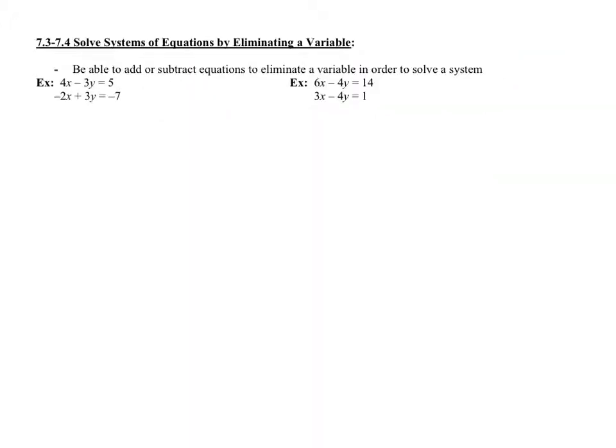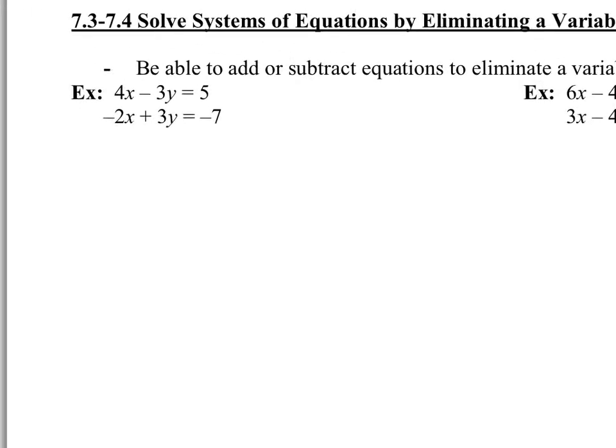So when you're eliminating, you're going to either add or subtract to get rid of one of your variable terms. So negative 3y and 3y can cancel out by adding. So I'm going to add those two equations together. And I'm going to add all the like terms that I see as I go. So I'm going to show that I'm adding.